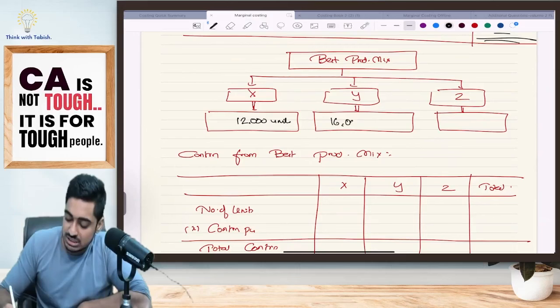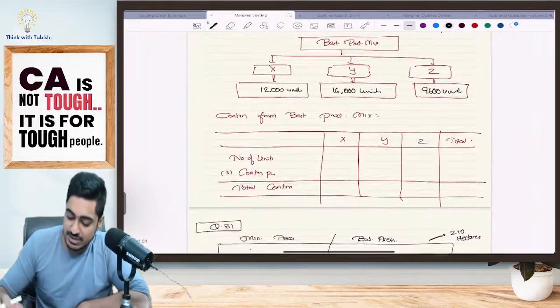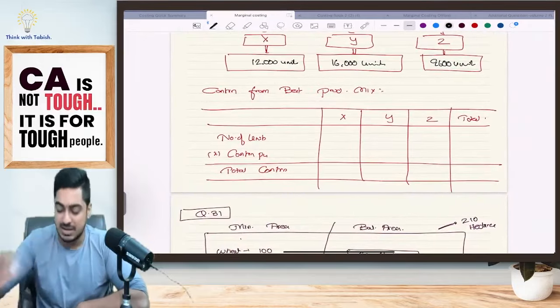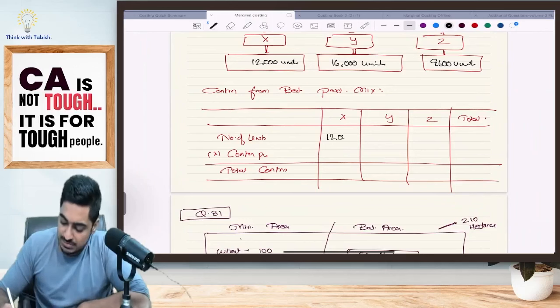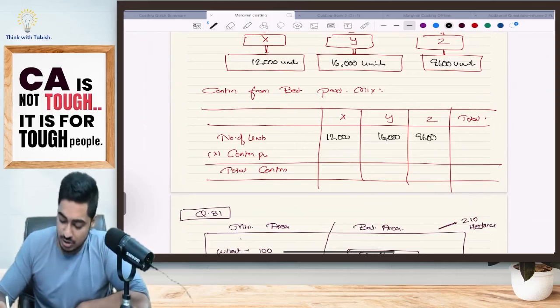Yes, Y full 16,000 I will produce. Z 9,600 only I will produce. Is this clear, everyone? Yes, and once you have calculated the quantity, you multiply by the contribution per unit. 12,000, 16,000, 9,600. You multiply with the contribution per unit.